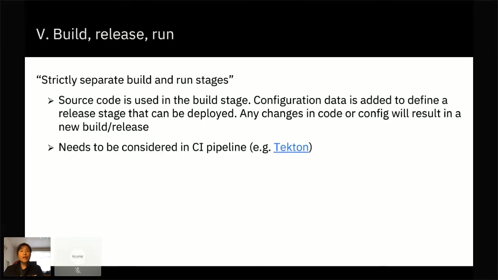The fifth factor is build, release, run. You should separate them all: a build stage, then a release stage, and then the run stage. You can also adopt CI pipelines such as Tekton. If you have not heard of it, check it out.